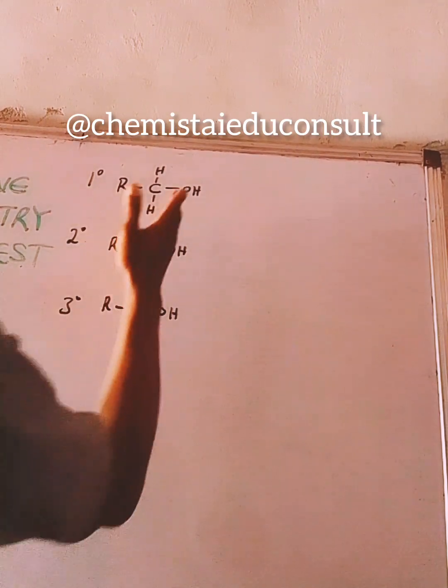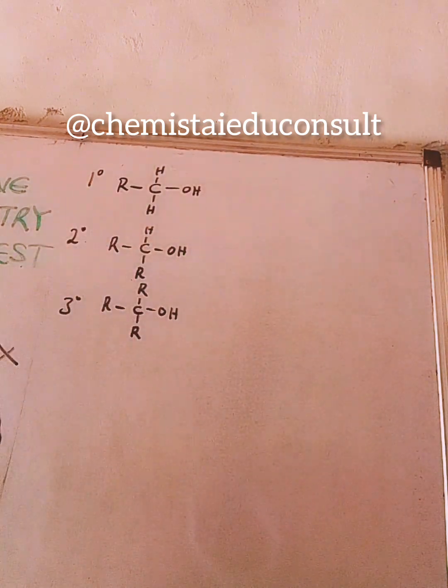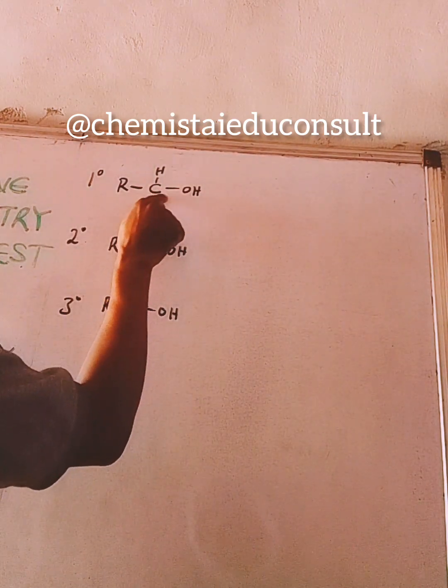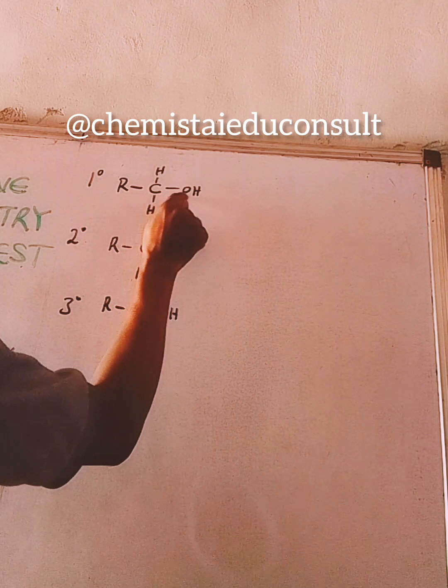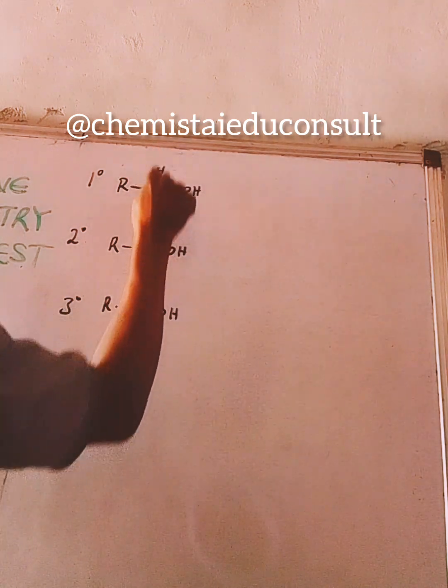What this question is trying to test is your ability to know the oxidation of different classes of alkanol, the primary, secondary, and tertiary. If you want to know the difference between primary, secondary, and tertiary, you can watch the previous video. Now, this is a primary alkanol because the carbon having OH has at least 2 hydrogen atoms.